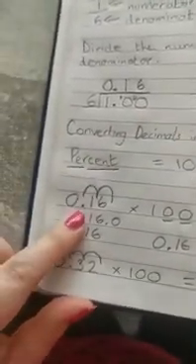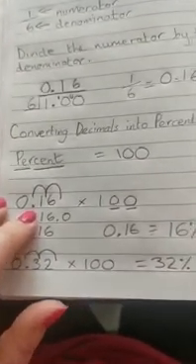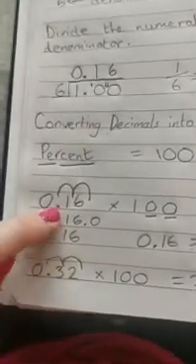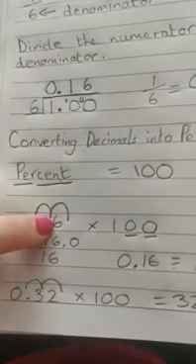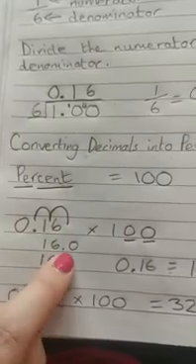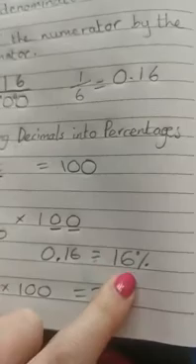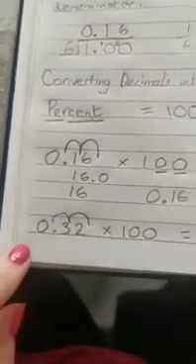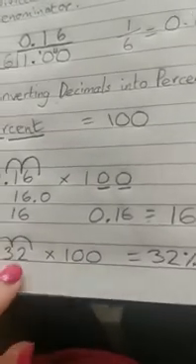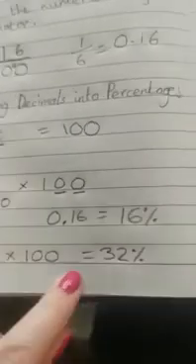So remember, we've done this loads, right? So multiplying by 100, the decimal point moves twice. 1, 2. So we've got 0.16. Jump once, the answer would be 1.6. Jump again, the answer is 16.0. You know that's just the same as 16. So 0.16 is 16%. If we did it with another decimal, so 0.32 times 100, so as a percentage, jump once, jump twice, would be 32.0 or 32%.